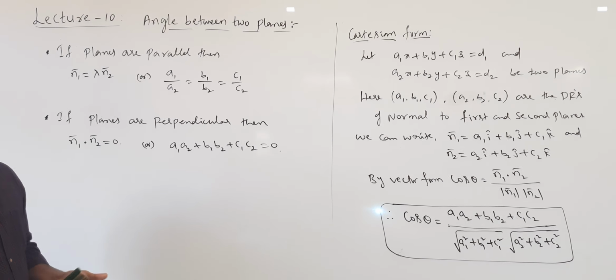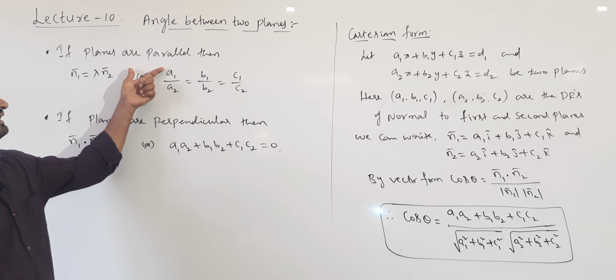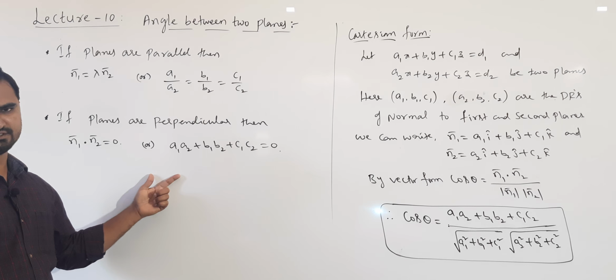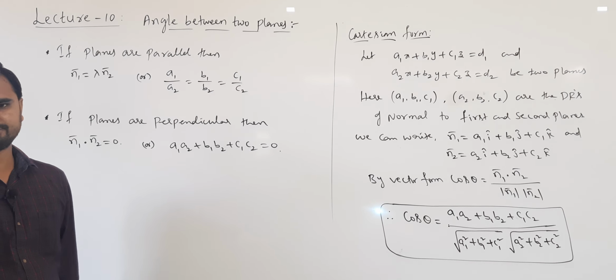Understood? So that is the angle between two planes in vector and Cartesian form, and the conditions if the planes are parallel or perpendicular. When we are solving the numericals, this will be useful.